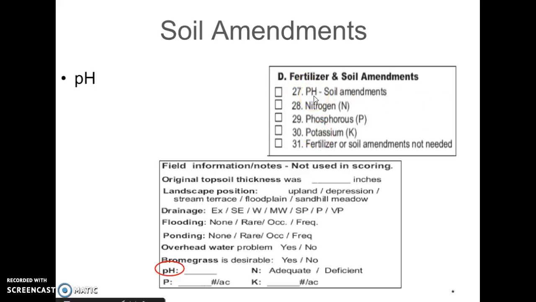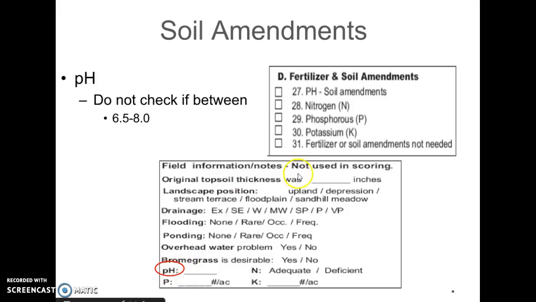pH is how acidic or basic an item is. From physical science class you learned the pH scale goes from 1 to 14. In terms of soil and growing plants, you want the pH to be from 6.5 to 8. If it is 6.5 all the way to 8.0, you will not check number 27. If it is 6.4, you will check 27. If it's 8.1, you'll check it. If it's anywhere above 8.1, you'll check 27. If it's anywhere below 6.5, you'll check number 27.